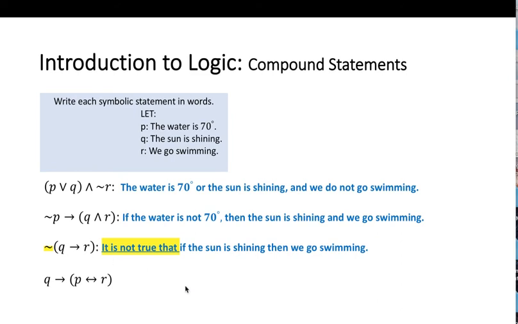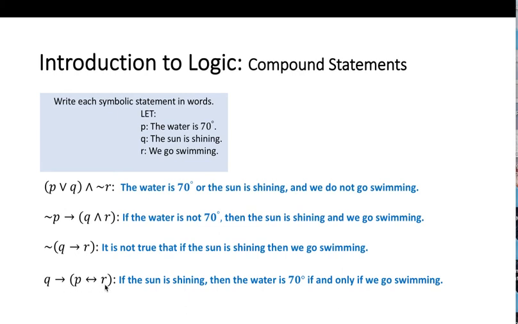All right, lastly, we have if the sun is shining, comma, then the water is 70 degrees if and only if we go swimming. Remember that comma groups everything after the comma in parentheses.